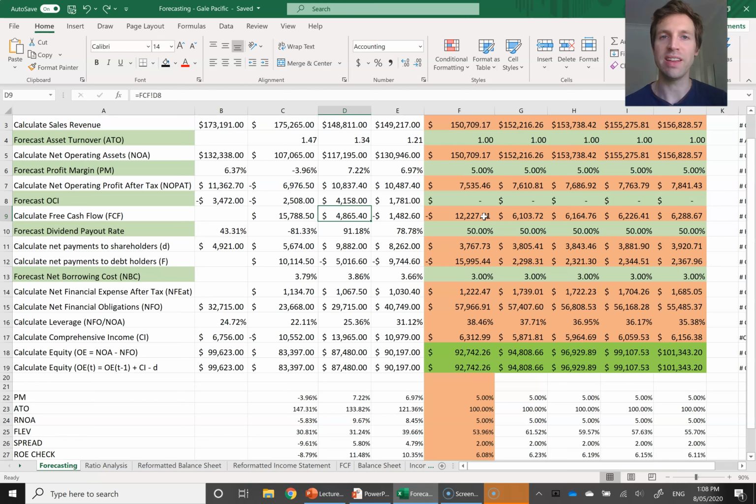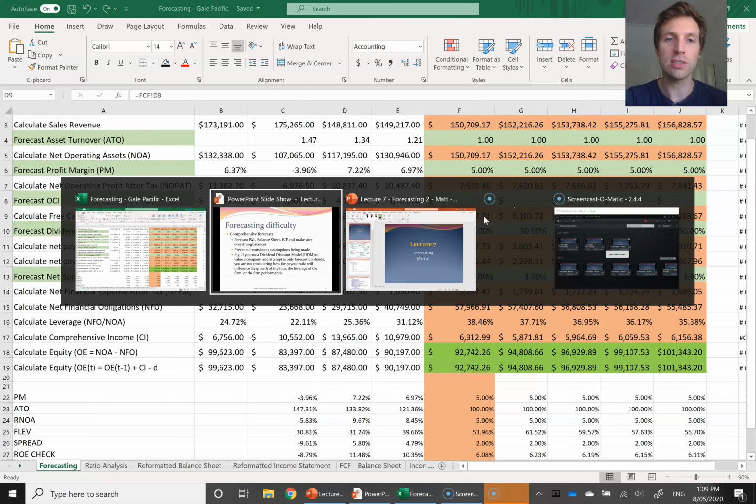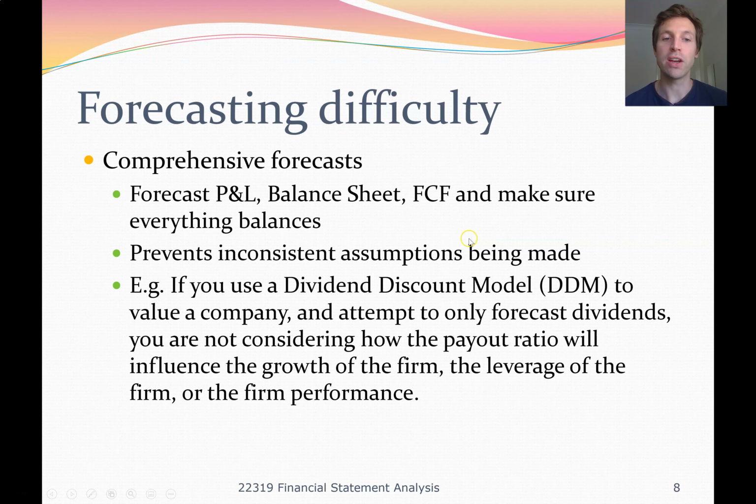What sort of investment in their assets do they need? What profit margins and turnovers do they require to actually generate those free cash flows? And is it consistent with the current competitive nature in the industry? So comprehensive forecasts help us make sure our assumptions are consistent throughout the whole business, and it prevents us making these single line forecasts which may not make sense in context of the whole business.